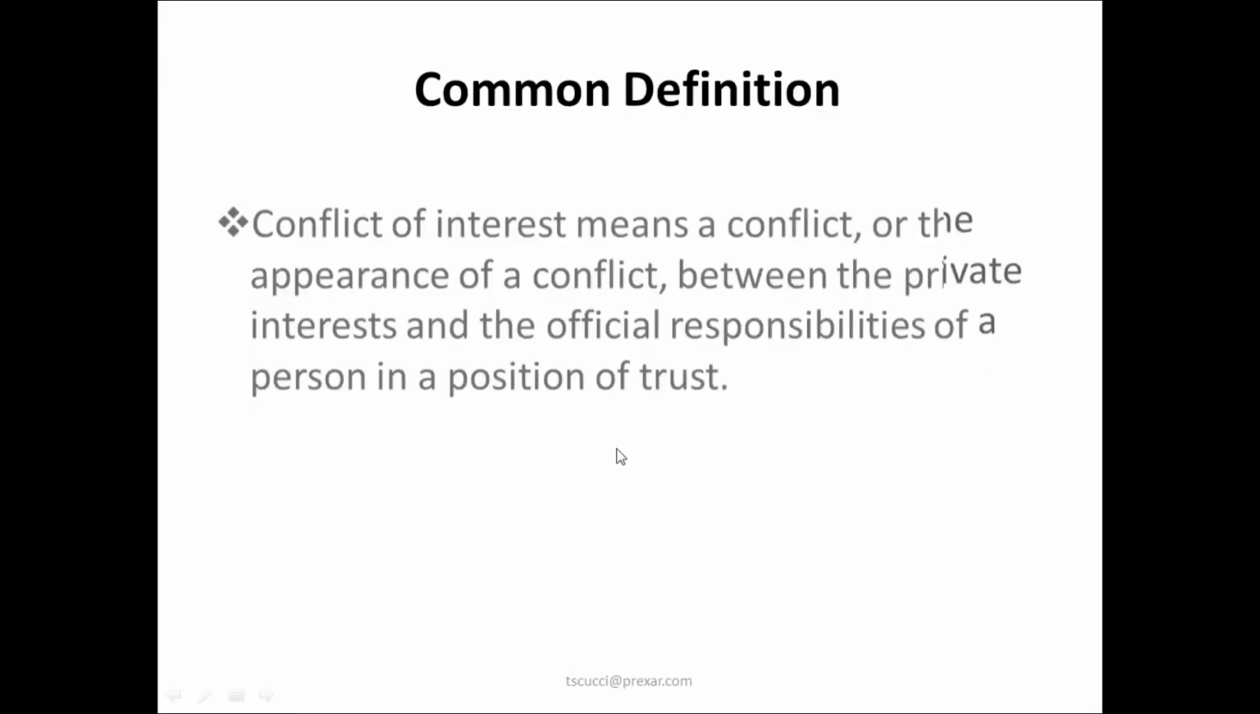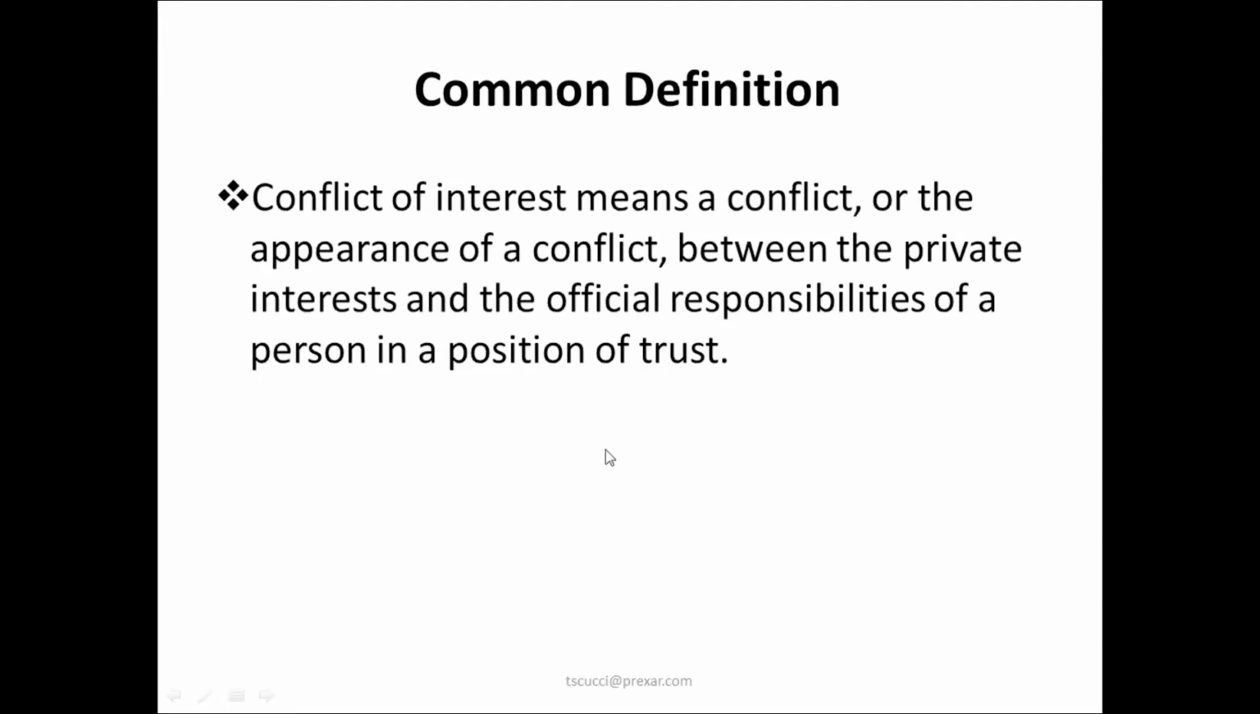Here's a more common and simpler definition, I think. Conflict of interest means a conflict or an appearance of a conflict between private interest and official responsibilities of a person in a position of trust. And that's who you are. Remember, you're a trustee. That means you are entrusted with somebody else's money to advance your mission and to use that money in a way that's prudent and aligned with your mission and your strategies. So that's a common definition.